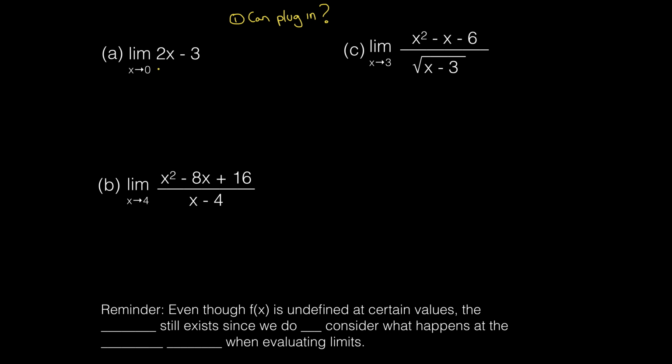Can plug in. And in this case, yes, because it's a linear function, I can plug it in without violating any rules of math. So this would just be 2 times 0 minus 3, which is negative 3.